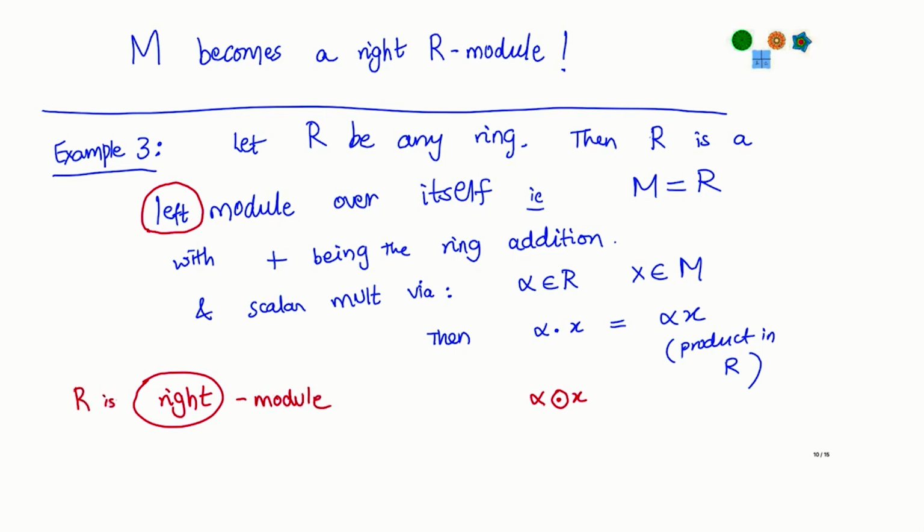So R is a right module over itself via the same addition, but multiplication is now multiplication on the right. So this is for all alpha, for all x in R, which is the same as M. Okay, so under the right multiplication operation, if I take the scalar alpha and multiply it on the right of x, then that gives R the structure of a right module. And if I multiply the scalar alpha on the left, it gives me the structure of a left module. So R is in fact both a left and a right module over itself.